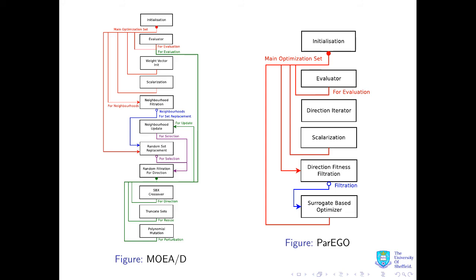Then on the right we have a different type of algorithm, which is surrogate-based, and we can see here that as opposed to weight vector init, we have a direction iterator, which is somehow similar. It also relies on different weight vectors, but it's a different type of algorithm. It's a Bayesian type of algorithm. It also relies on scalarization, and then it has an operator called surrogate-based optimizer that basically solves a single-objective problem and finds a solution.